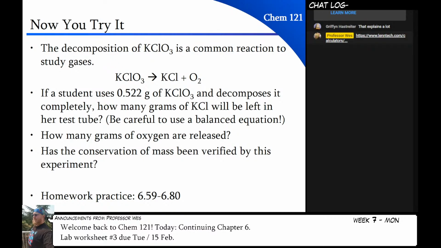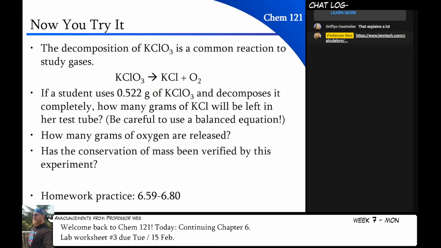So the first problem, I'm going to give you 0.522 grams of KClO3. And what I want you to do is tell me how many grams of KCl will be left after I let all the grams of KClO3 react. Then I want you to do the same problem, but instead of solving for KCl, solve for oxygen.